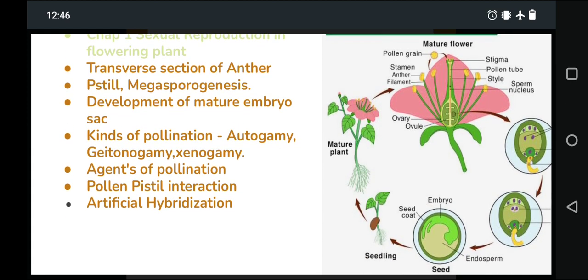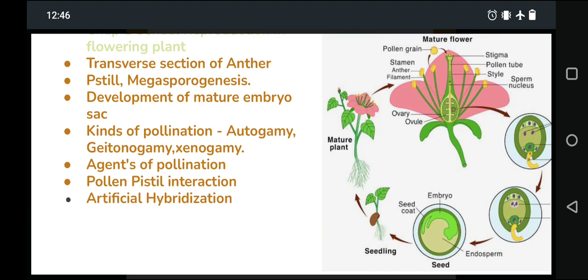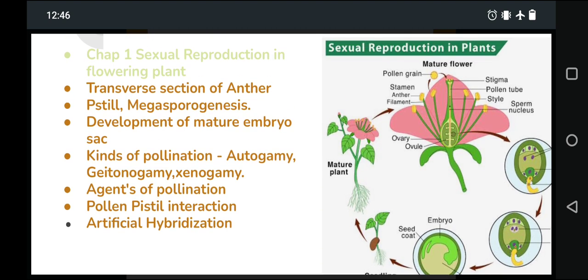In artificial hybridization, the important point is emasculation. Along with emasculation, bagging is there. You have to learn that very well, because the question may be asked to define the term emasculation. That question can come for 1 mark. So these are some important topics from the first lesson, sexual reproduction in flowering plants.